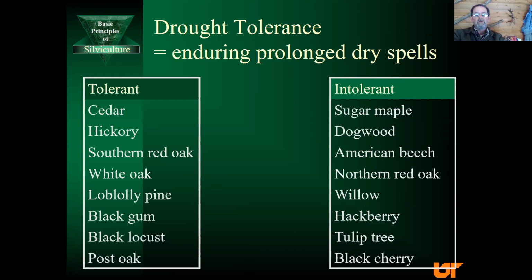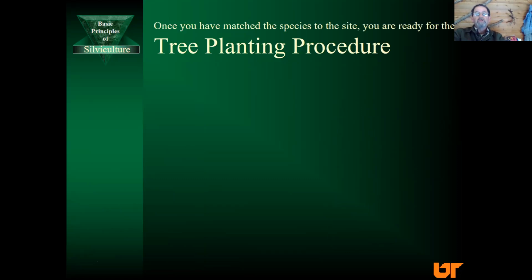If it's a dry site, you don't want to plant northern red oak or tulip tree on that. They prefer sites that are what we call mesic, in other words, in the middle of the soil moisture regime. Now, once you've matched the species to the site, you're ready to plant the trees.